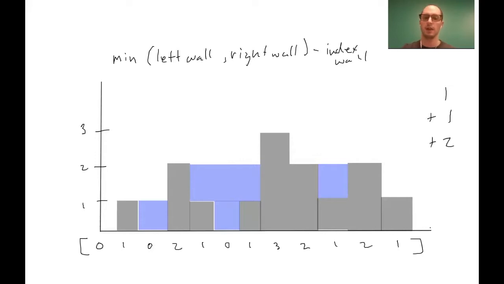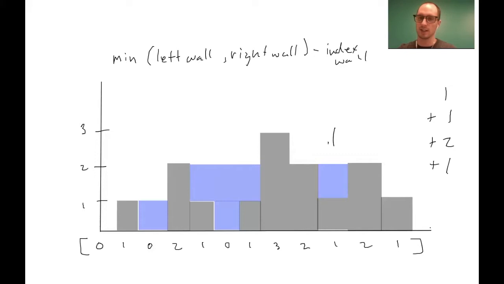And now look at this spot right here. What's the max wall to the right? Well, it's 3 right here. What about the max wall to the left? Well, that's 2. Awesome. So we know that it can hold a minimum wall height of 2, and then its own wall height is 1. Well, that equals 1. Great. Let's add that up to our current water holding capacity.